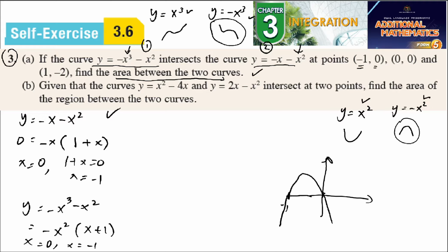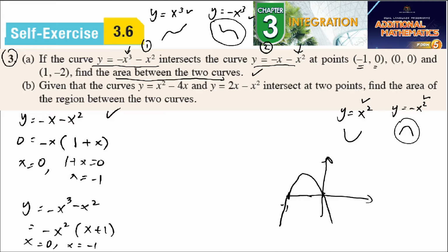So you can take out -x, right? When you take out -x, divided by -x is actually 1. So this one is plus x. So for the second graph, x is equal to 0 because -x is equal to 0. And this one, 1 plus x is equal to 0, so x is equal to -1. So we see here 0 and -1, so it's something like this. Okay, this is the first one.